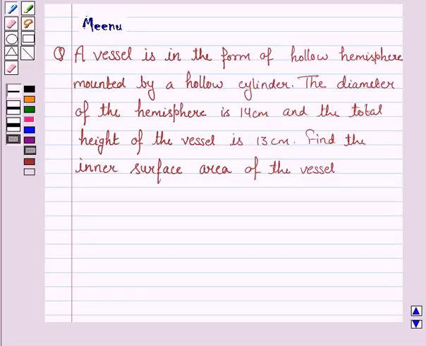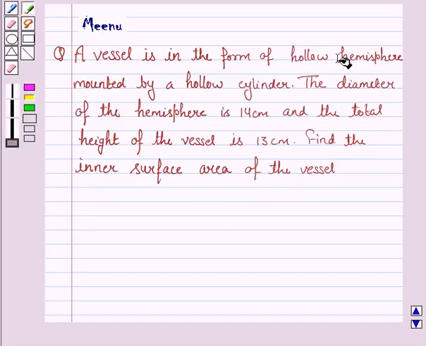Let's work out the following question. It says, a vessel is in the form of a hollow hemisphere mounted by a hollow cylinder. The diameter of the hemisphere is 14 cm and the total height of the vessel is 13 cm. Find the inner surface area of the vessel.